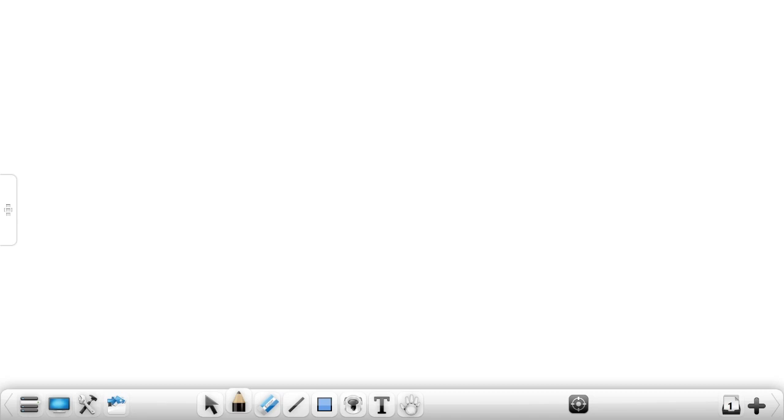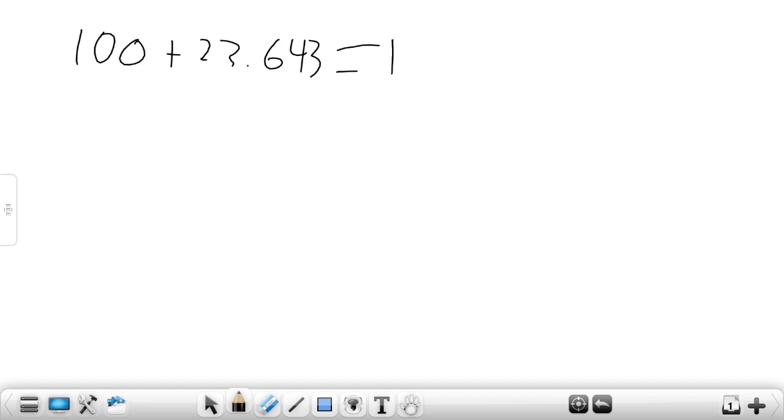So let's say we have 100 plus 23.643. And that equals, normally in mathematics, like in an algebra class, we'd say this is 123.643. It's not how we do it in chemistry, though, in science in general, really. So 23.643 has 5 significant figures. I'll write that in a different color. And 100 has 1.